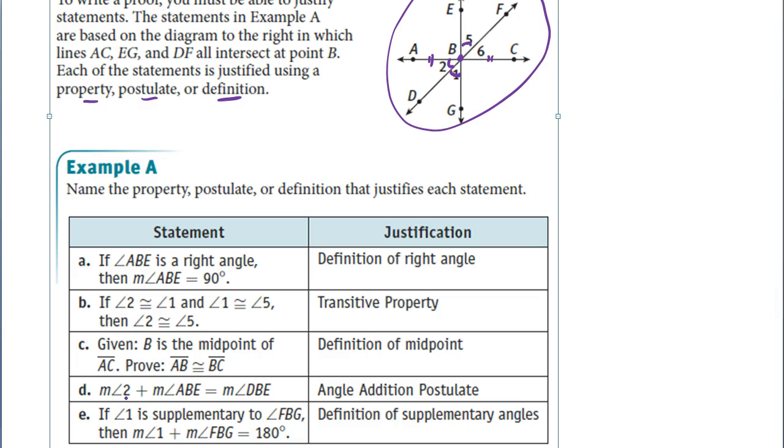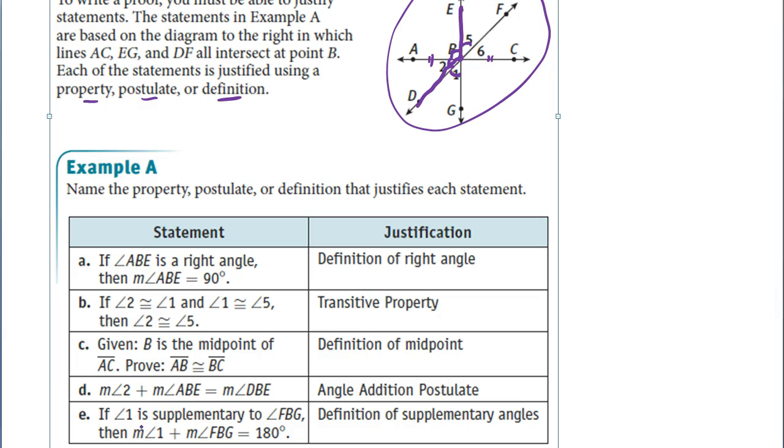Next one, the measure of angle 2 plus the measure of angle ABE, so I see angle 2, and then ABE was this one, is equal to the measure of angle DBE. So D to B to E. What was the reason? We had studied this a couple lessons ago where two angles sitting side by side can create a larger angle. That's the angle addition postulate.